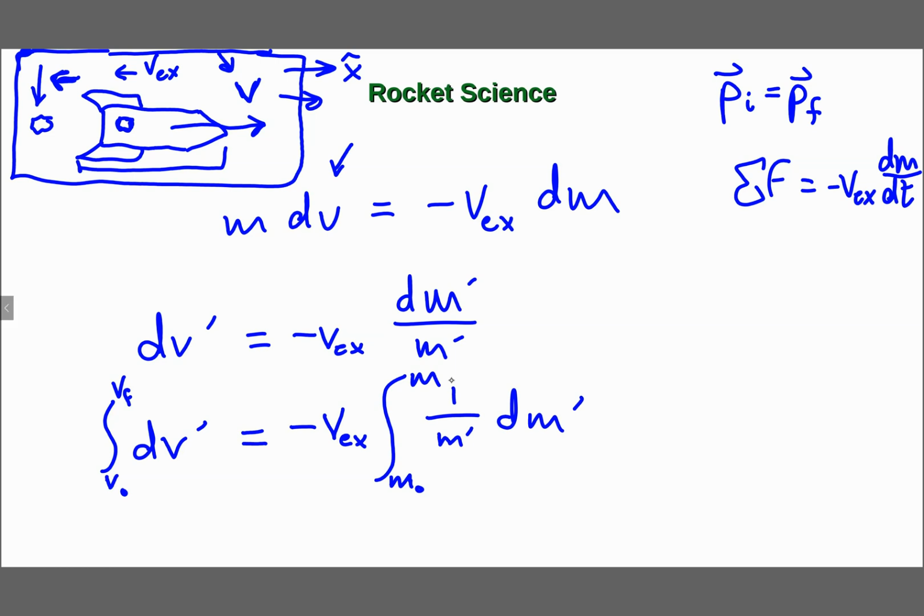Now, if I integrate this left side, it's just going to be vf minus v naught, and that's going to be delta v. Right from the very beginning of the class, we talked about delta of some variable being final minus initial. We talked about it with displacement. Final position minus initial position was delta x. This delta v is the same thing. It's the final velocity minus the initial velocity, so it's the change in velocity. And that's going to equal minus the velocity of the exhaust.